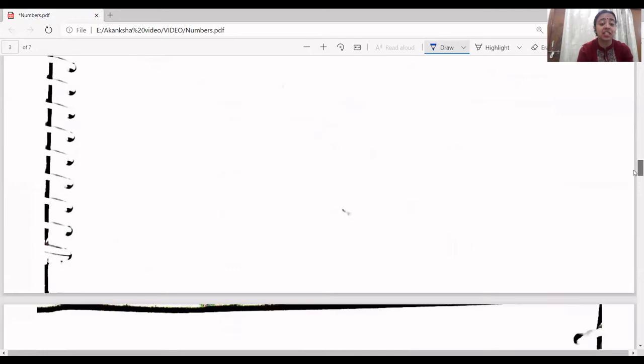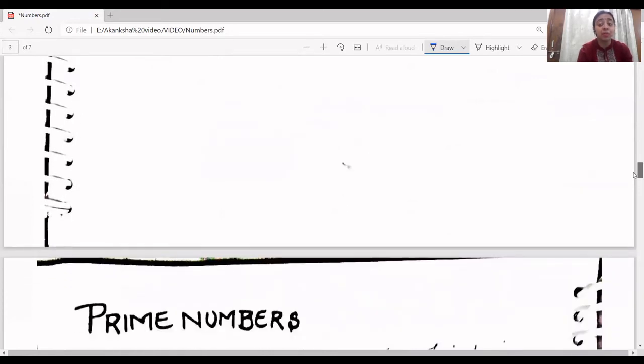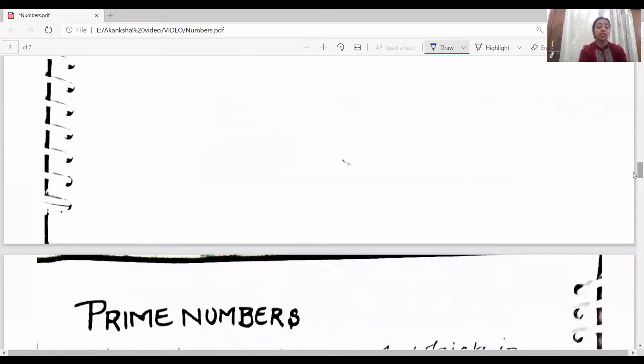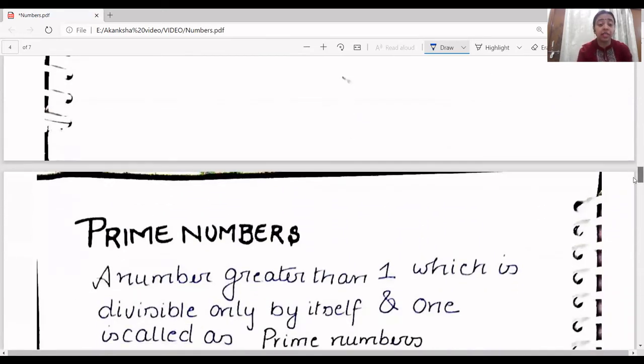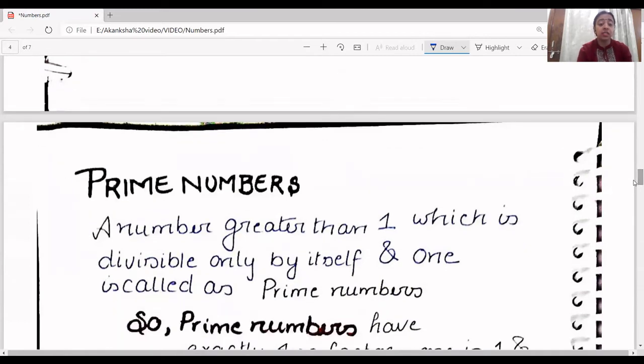Coming to the next numbers, which are prime numbers. Now, what are prime numbers? A prime number is a number that is divisible by 1 and by itself. So, any number that is divisible by itself and by 1 is called a prime number. It should have exactly two divisors. One is 1 itself, the other is the prime number.